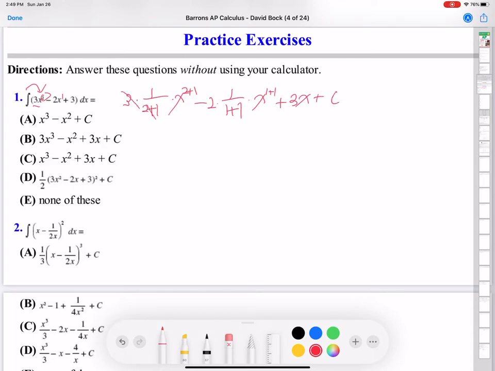So the 3 cancels out: x cubed, and then minus x squared plus 3x plus c should be the answer. So c is the answer, right? Yes, c is the answer.